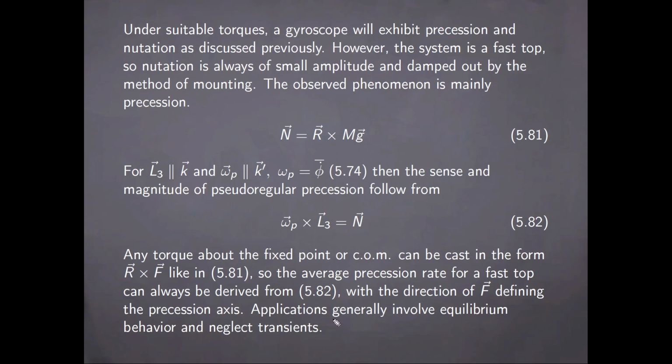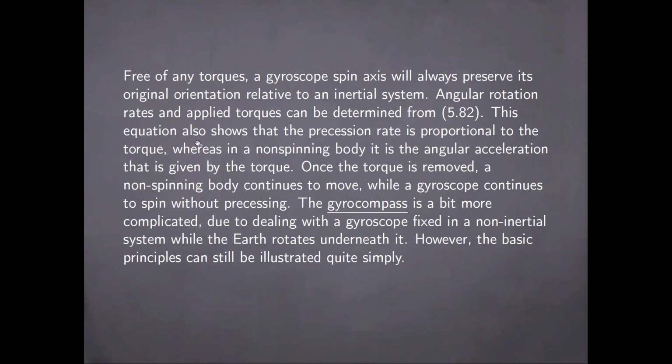Applications in the real world will generally involve equilibrium behavior and neglect transients in the motion. Free of any torques, a gyroscope spin axis will always preserve its original orientation relative to an inertial system. Angular rotation rates and applied torques can be determined from equation 5.82. This equation also shows that the precession rate is proportional to the torque, whereas in a non-spinning body it is the angular acceleration that is given by the torque. Once the torque is removed, a non-spinning body continues to move, while a gyroscope continues to spin without precessing.